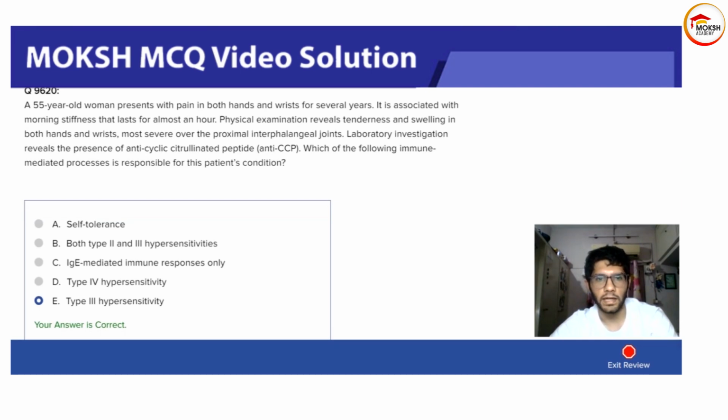You need to know that anti-CCP antibodies, which are IgG antibodies, get deposited here and there, and so for the immune-mediated process, you need to know that it is a type 3 hypersensitivity reaction.